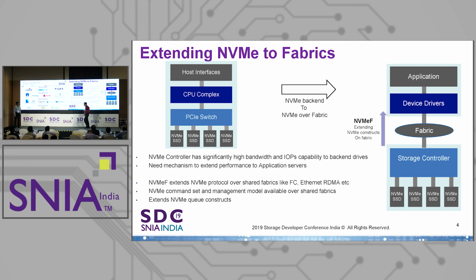Okay, so on the left-hand side, you are seeing a host interface with NVMe SSD drives attached to it. Now we are shifting to NVMe backend, NVMe over Fabric. So we have attached a Fabric. There is a device driver. There is an application. Earlier, this SCSI layer was bottlenecking it. NVMe SSDs have very good bandwidth and IOPS figures, everything. But when SCSI is there, that creates a bottleneck. So what we have done is, we have extended this.